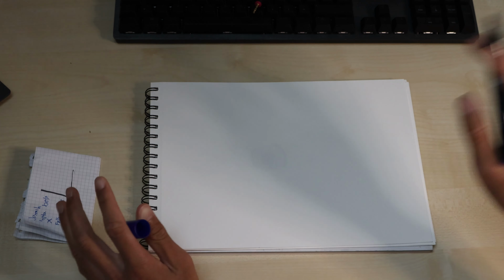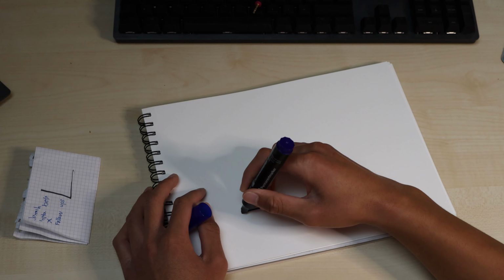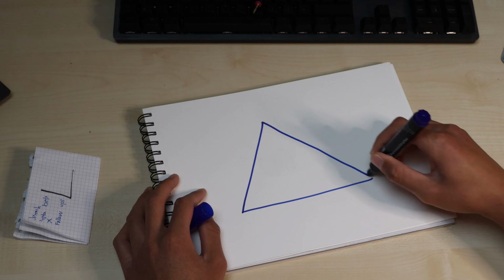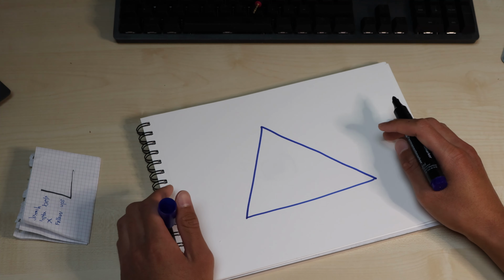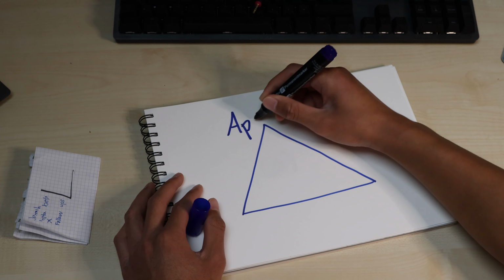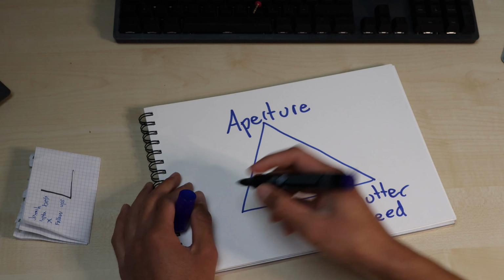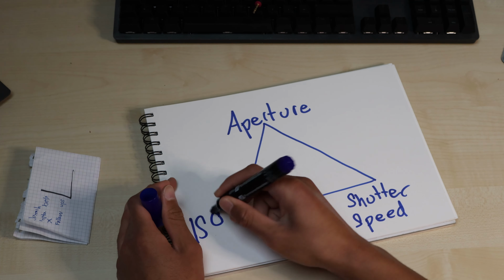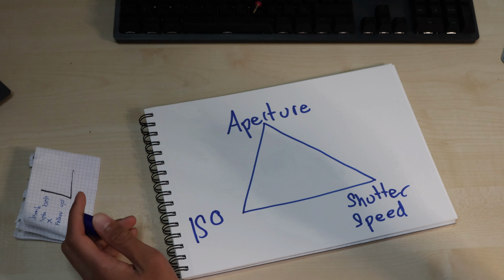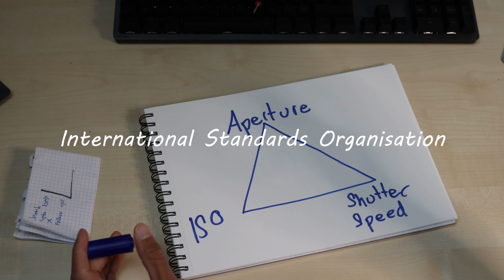What is the exposure triangle? The exposure triangle is a relationship between three elements in photography. Those elements include ISO, aperture and shutter speed. On top we have the aperture, on the left there is the shutter speed, and over here we have the ISO. By the way, ISO stands for International Standards Organization. Just a little fun fact.